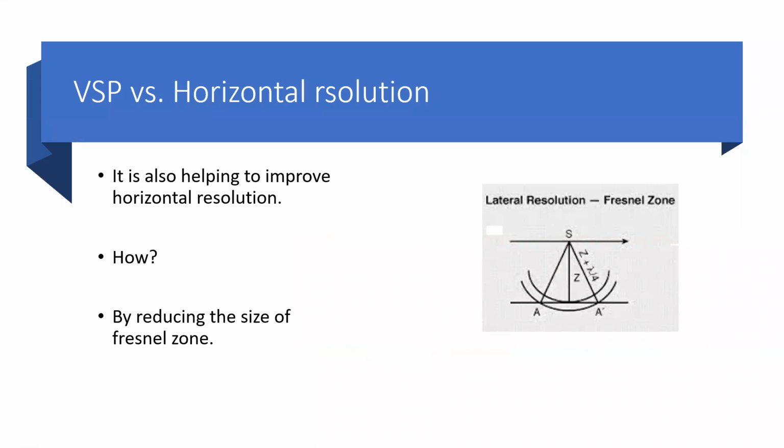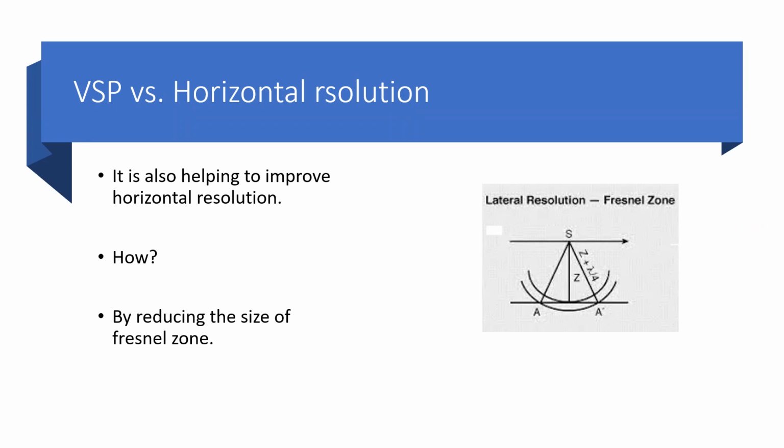In the previous discussion, I just talked about vertical resolution, but now I will discuss horizontal resolution. VSP also helps to improve horizontal resolution. The question is how? The answer is by reducing the size of the Fresnel zone. As we know, horizontal resolution depends on the size of the Fresnel zone. Actually, the reflections recorded in a VSP suffer less attenuation as the distance to the target is shorter. The shorter distance also implies that the Fresnel zone is smaller in the case of VSP, leading to higher horizontal resolution compared to surface seismic methods.